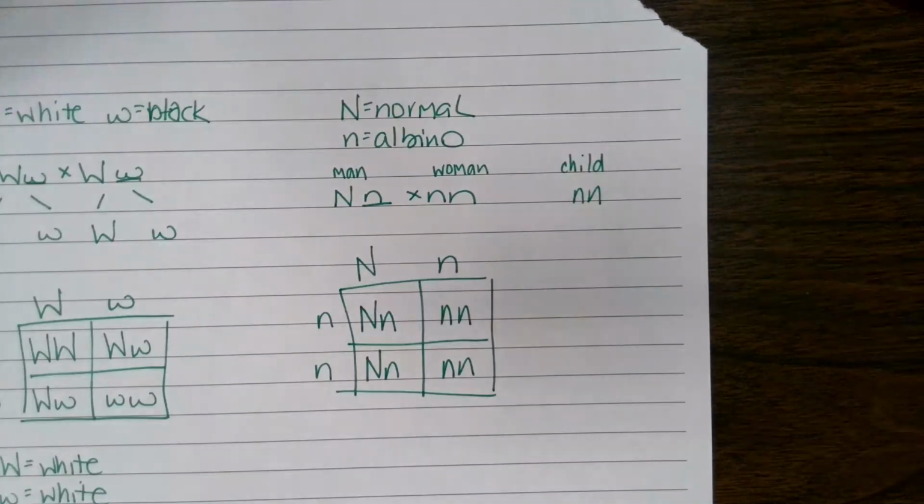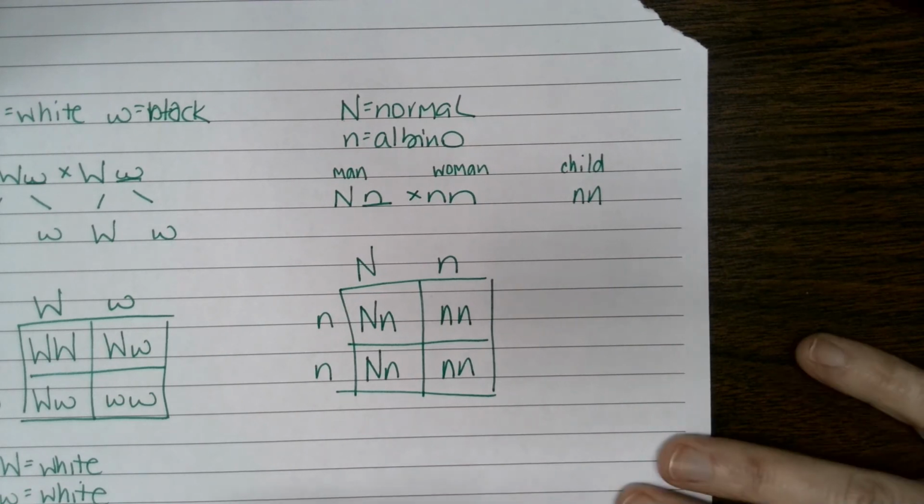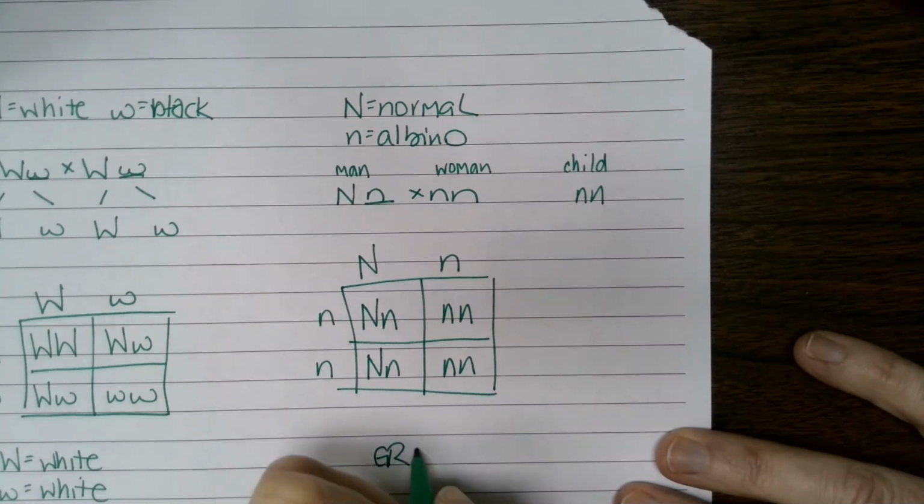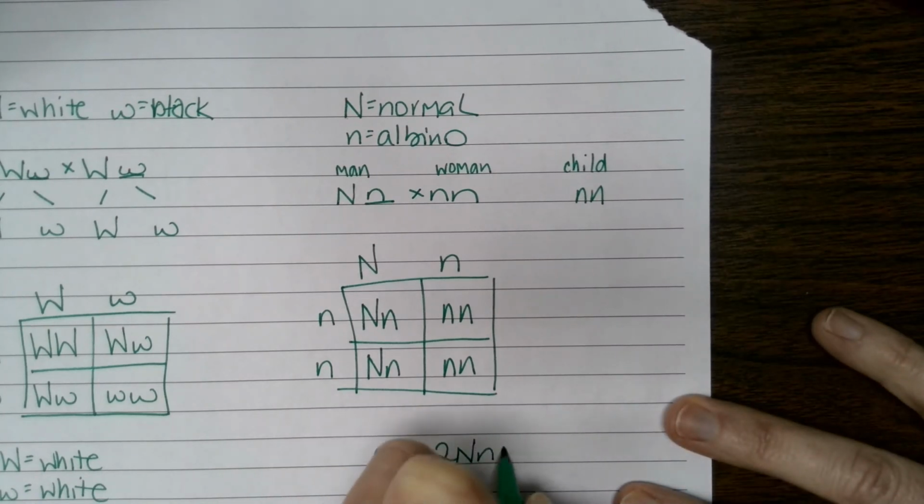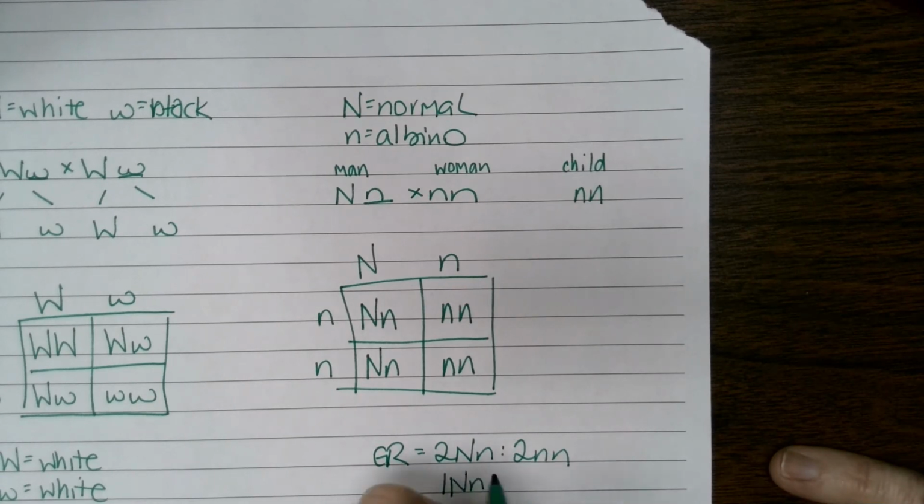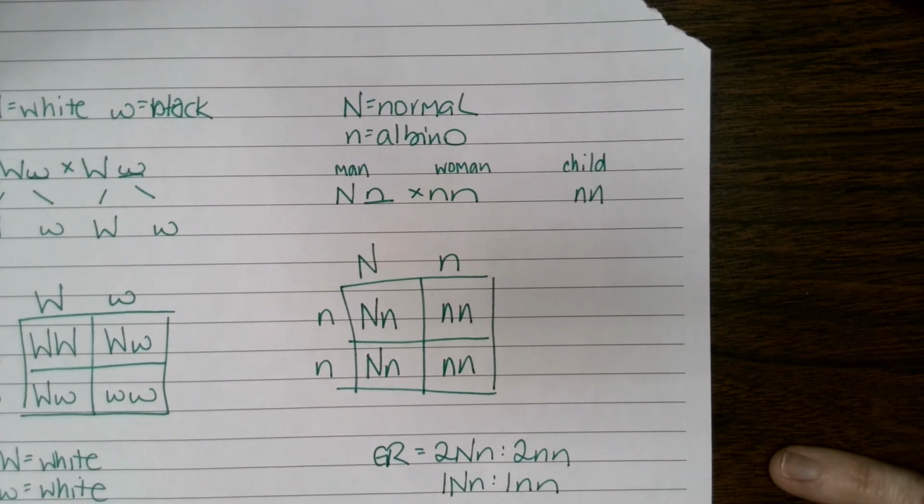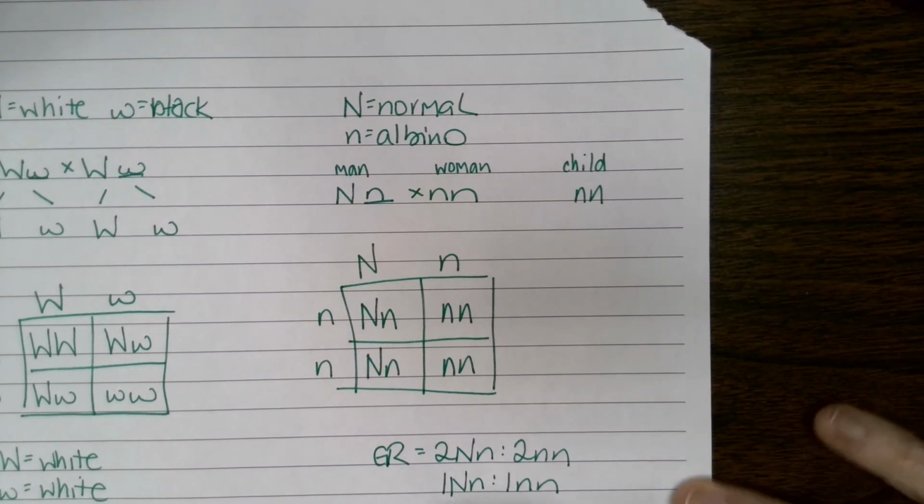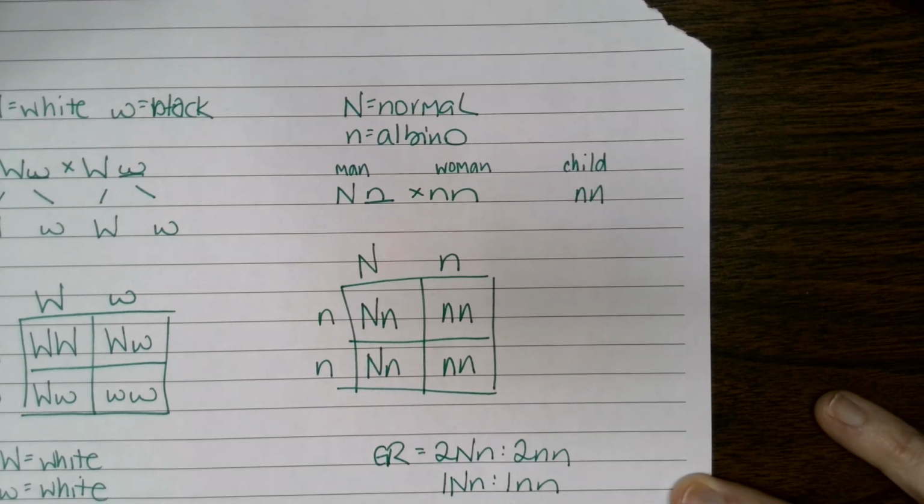That's what my Punnett square looks like, and then it says if there are more children, what is the probable phenotypic ratio? Well, I'm going to give you the genotypic ratio as well. So this is going to be a 2 to 2 genotypic ratio, 2 heterozygous individuals to 2 homozygous recessive individuals. That can be reduced to 1 to 1. Phenotypically, we're going to get the same thing here, the physical expression. We're going to get 2 normal to 2 albino, and that can also be reduced to 1 to 1.